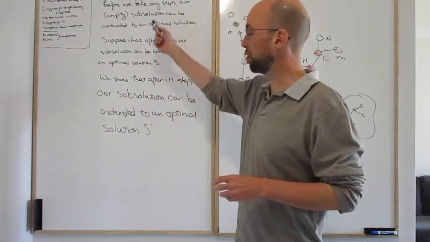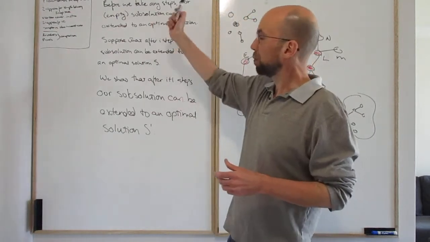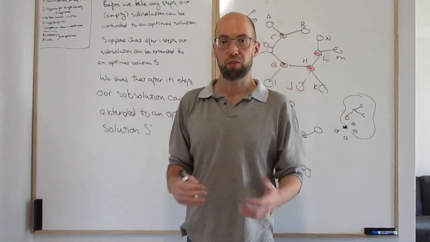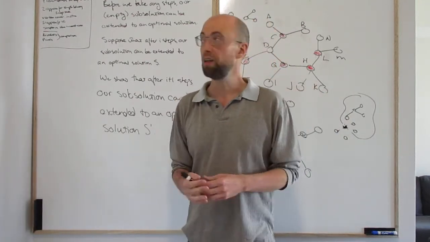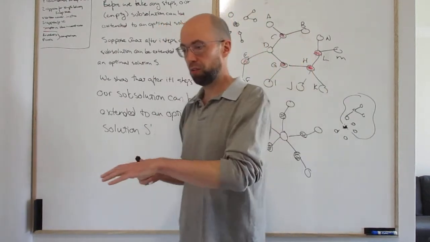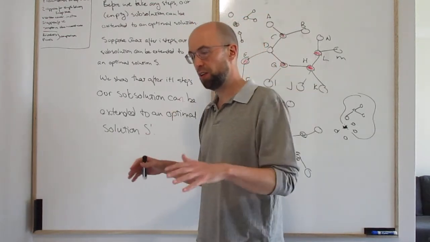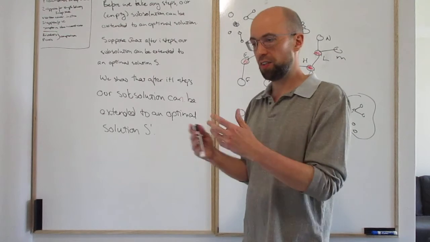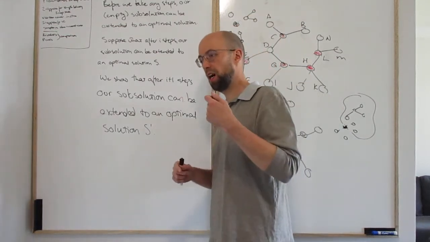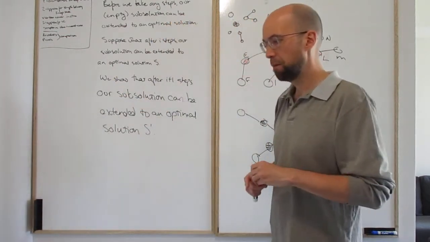Now, how are we going to use this argument? Well, before we put any guards, our sub-solution can be extended to an optimal solution. Suppose that after some number of i steps, we've put a bunch of guards, and now we're left with a forest of nodes, and there are edges, and the edges are not covered. This can be extended to an optimal solution S.